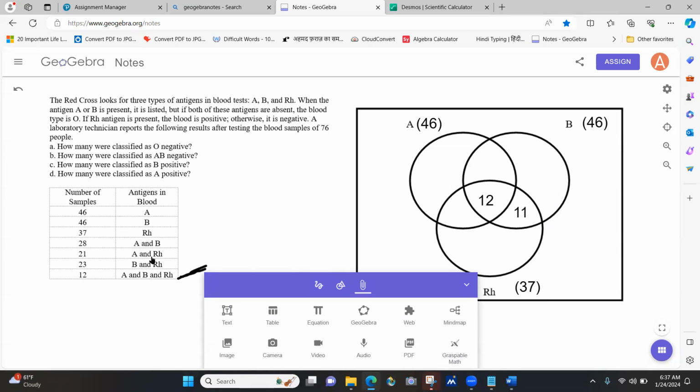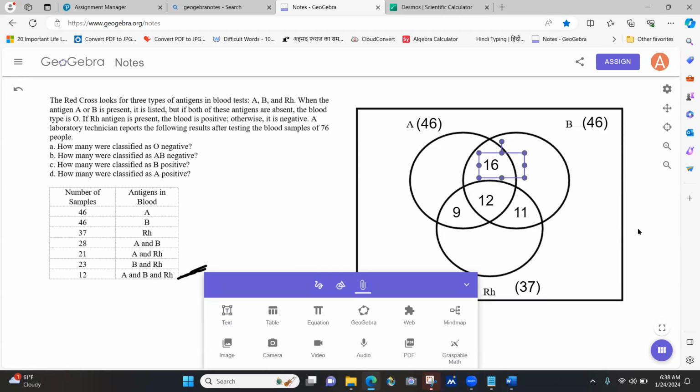All right, now going up. A and RH is 21. This football has to be 21, so this guy has to be 9. Has to be. You really have to understand that. Hopefully you studied the chapter and it makes sense. And AB is 28, so this has to be 16, I believe, if I'm not mistaken.